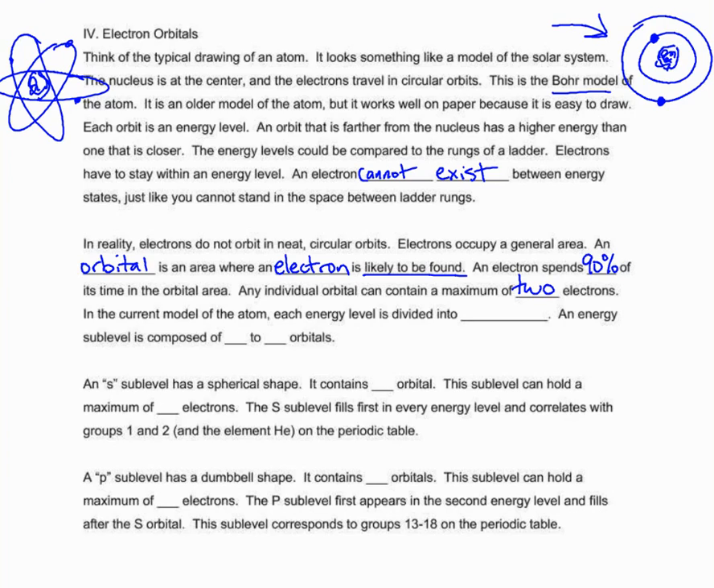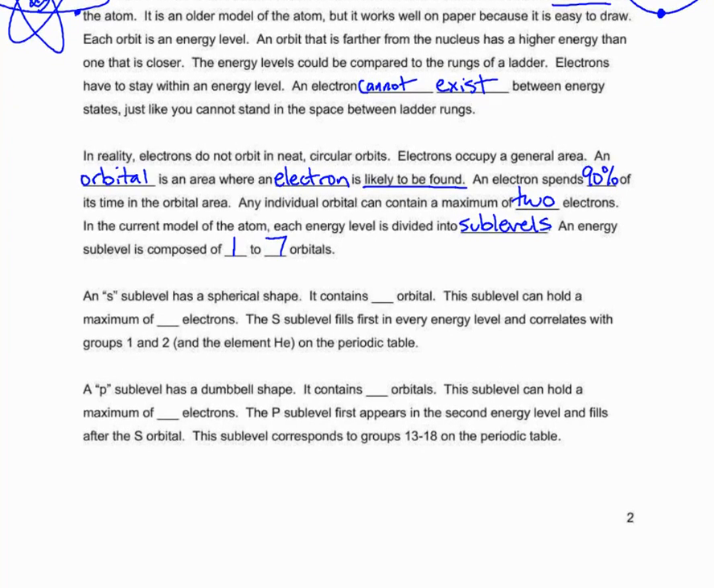In the current model of the atom, each energy level is divided into sublevels. So we have an energy level, then we have sublevels, and each sublevel can be divided into 1 to 7 orbitals. So we're going to look at sublevels and orbitals in some detail, and then we'll summarize it at the end of the video.